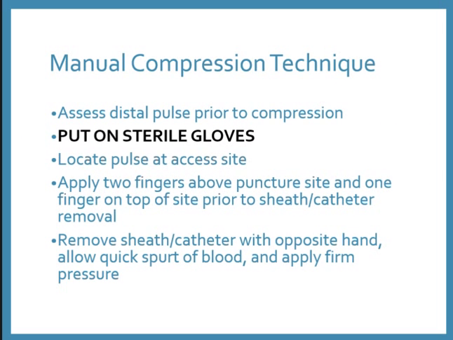Technique: you're going to assess the distal pulse prior to compression. You're going to put on your sterile gloves. You're going to locate the pulse at the access site. Take 2 fingers, apply them above the puncture site, and 1 finger on top of the site prior to your sheath removal. And you're going to allow for a quick spurt of blood and apply firm pressure.